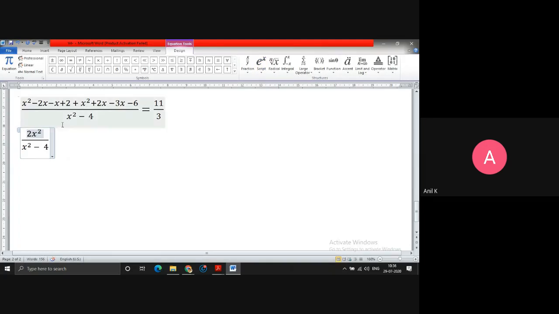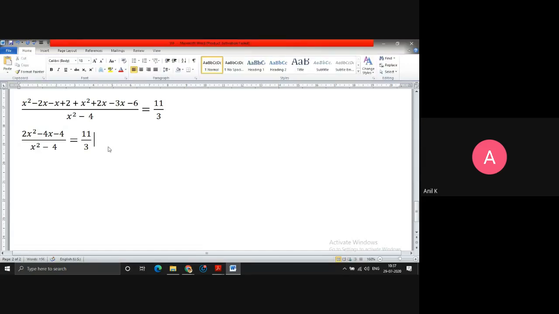Then look at them. This is minus 2x. This is plus 2x. Both will get cancelled. Then you have minus x minus 3x, which is going to be minus 4x. Now look at the constant terms. This is plus 2 and this is minus 6. So 2 minus 6 is minus 4, which is equals to 11 upon 3. Now everything is simplified.